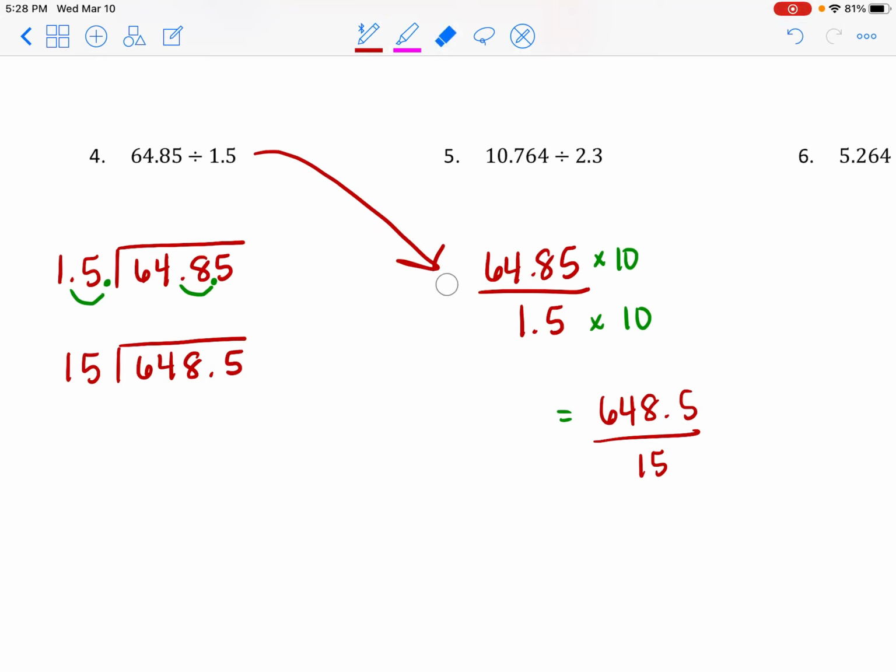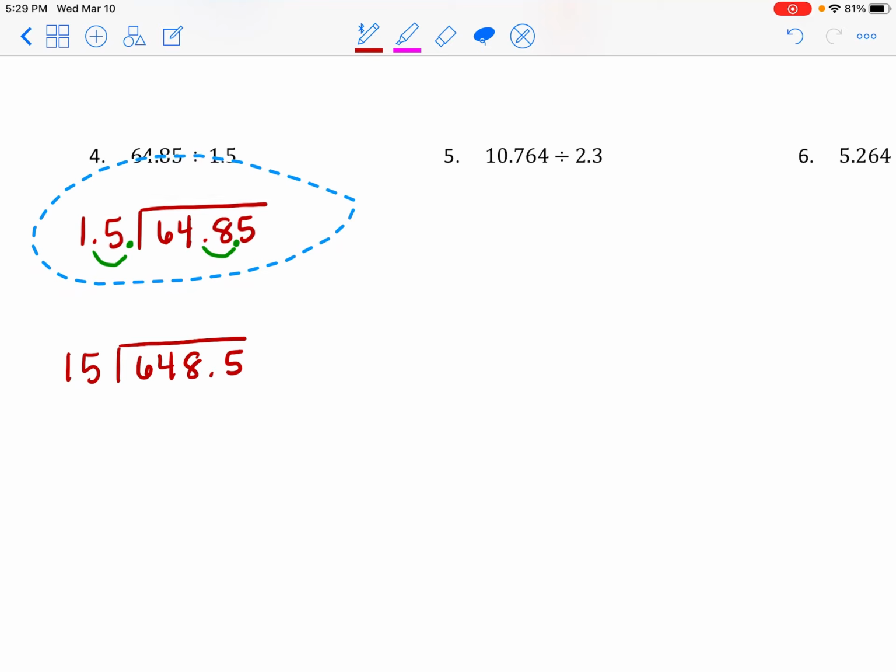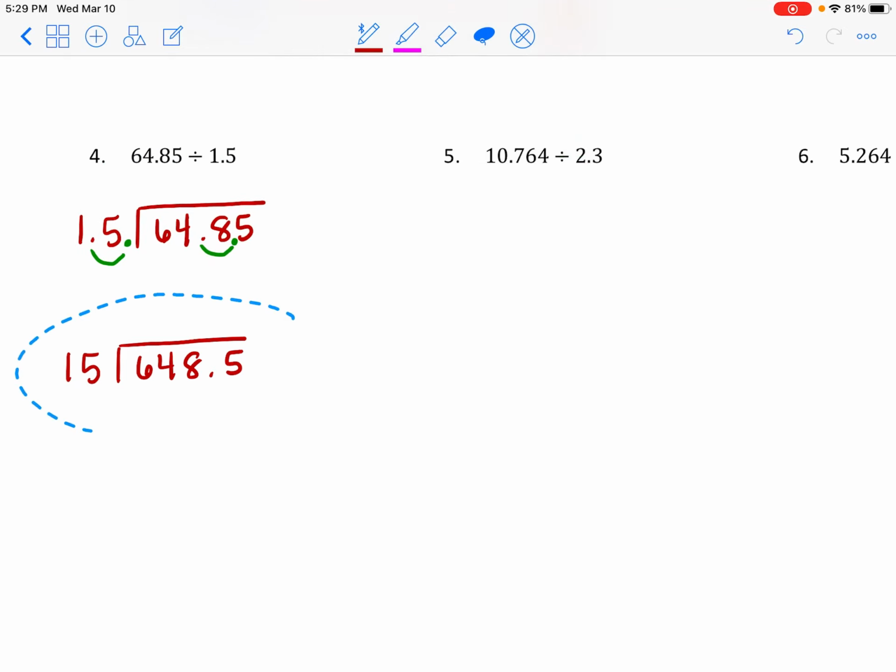Okay, so we're moving our decimal, and that's legal because we're not changing the value of those decimals, or the proportion of the decimals, the fraction, if we were looking at those together. Okay, so we move the decimal the same number of times, that way we're dividing by a whole number and not a decimal. So this becomes our problem here.